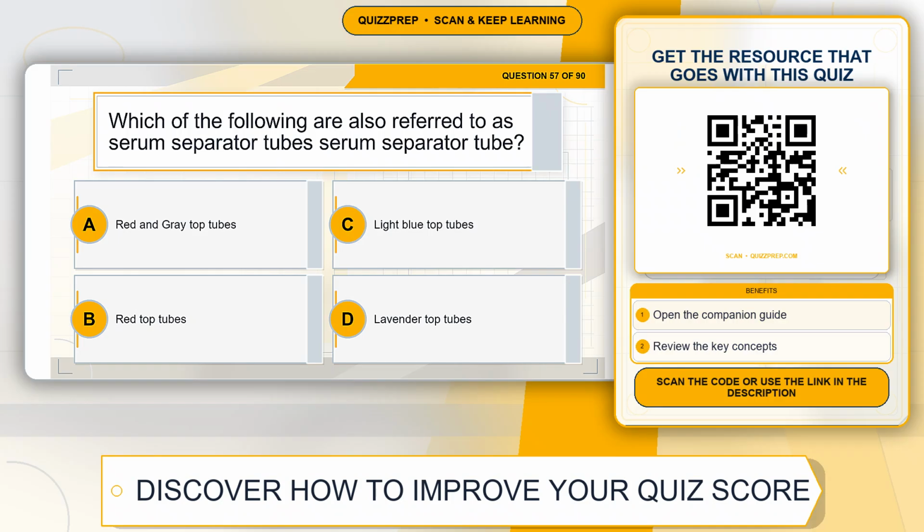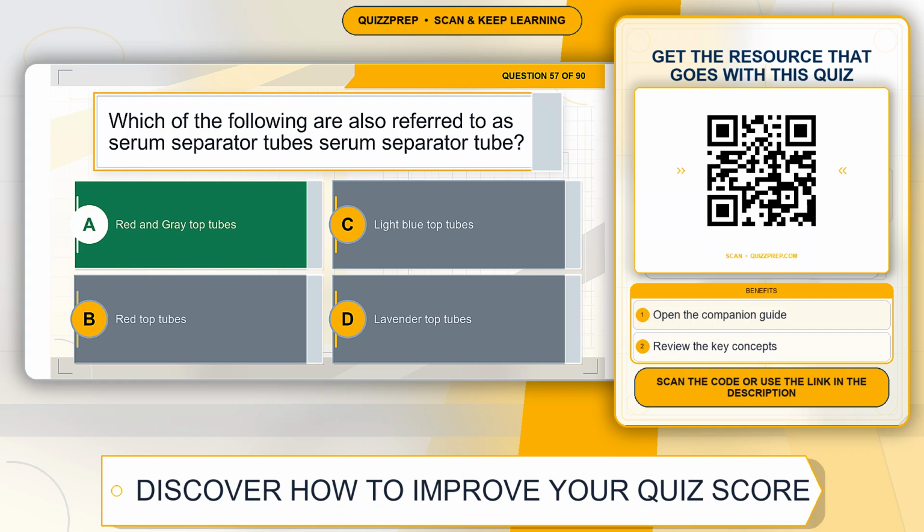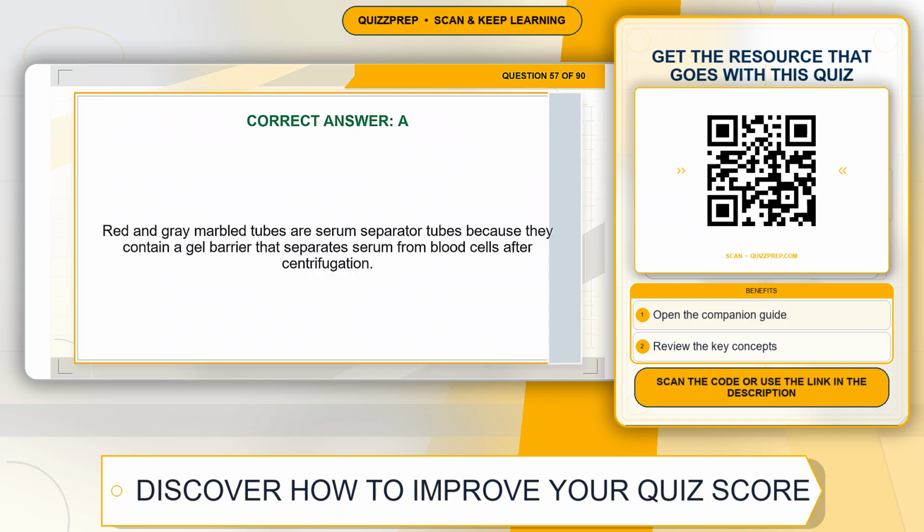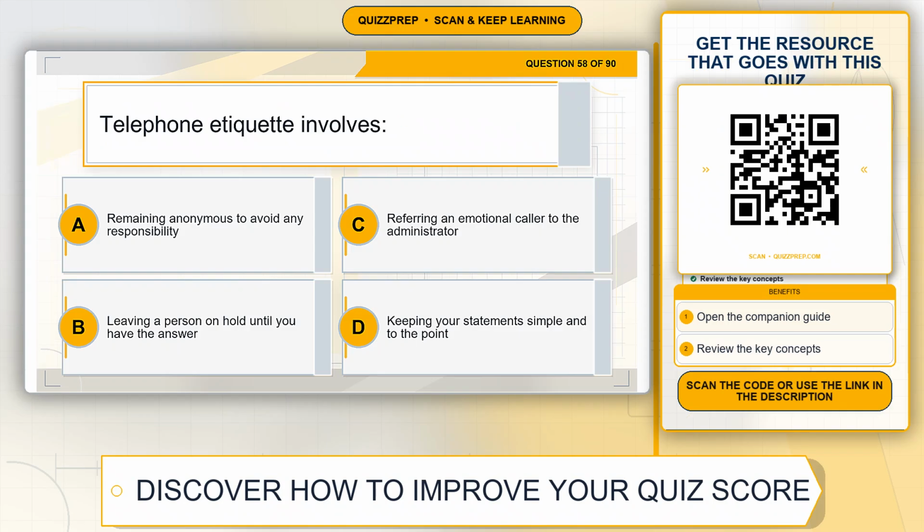Question 57. Which of the following are also referred to as serum separator tubes? Option A, red and gray top tubes. Option B, red top tubes. Option C, light blue top tubes. Option D, lavender top tubes. The correct answer is option A, red and gray top tubes. Explanation. Red and gray marbled tubes are serum separator tubes because they contain a gel barrier that separates serum from blood cells after centrifugation.